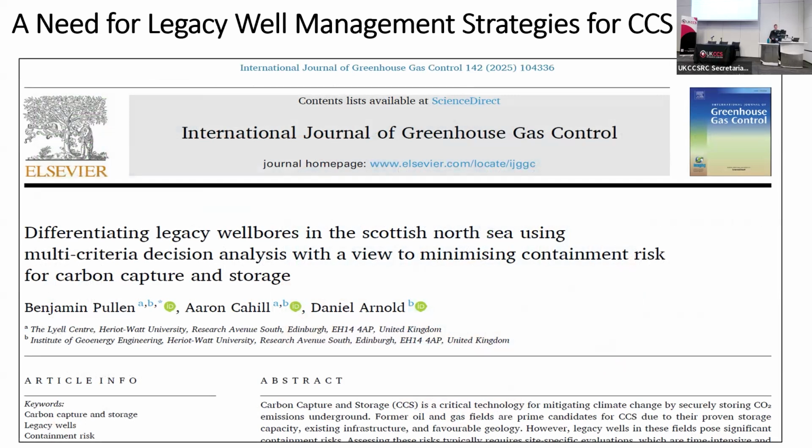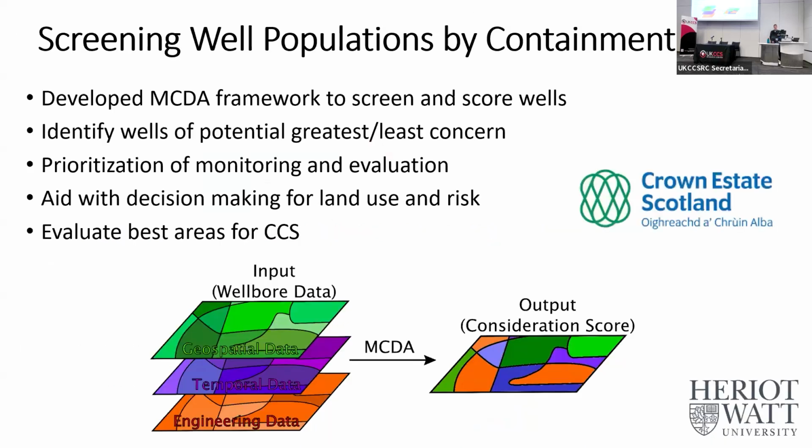So PhD student working with me, Benjamin Pullen, he's just published in Greenhouse Gas Control Journal, where what we did was use a multi-criteria decision analysis framework to help try and screen and score wells to indicate potential risks. So here we're trying to identify wells of the potential greatest or least concern in an area and to try and prioritize any monitoring or evaluation of those wells as kind of a decision aid tool to help us evaluate what an area is like for risk from legacy wells.